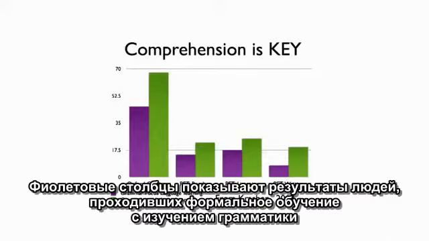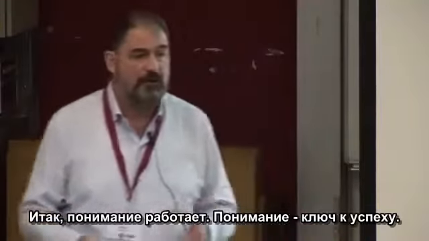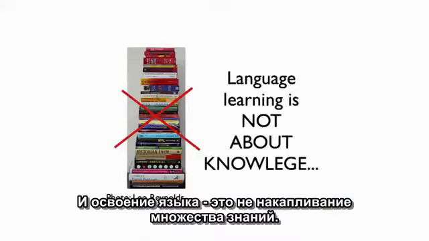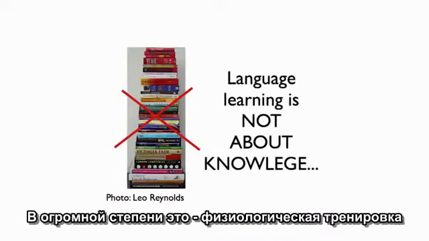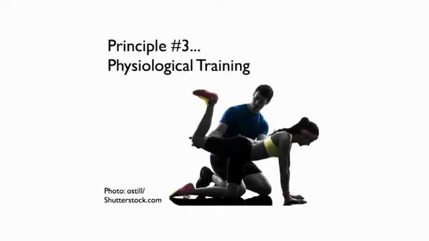The purple bars show the scores on different tests for language. The green and the purple people were people who had learned by grammar and formal study. The green ones are the ones who learned by comprehensible input. So, comprehension works. Comprehension is key. And language learning is not about accumulating lots of knowledge. In many, many ways, it's about physiological training.